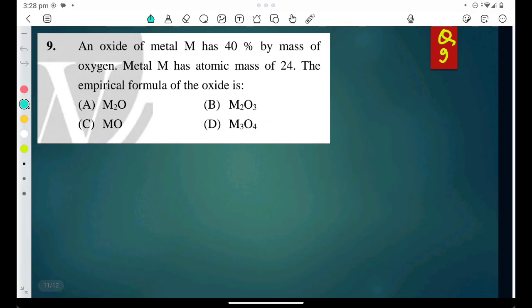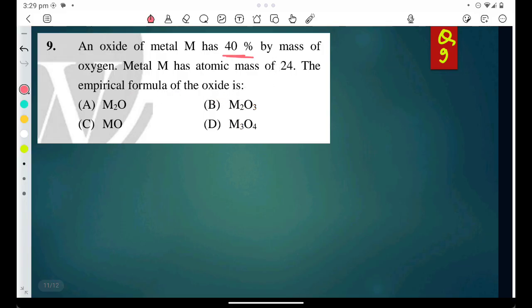Moving to the next question: an oxide of metal has 40% by mass of oxygen. Metal has an atomic mass of 24. The empirical formula of the oxide is. Nice question. The question asks for the empirical formula of the oxide, and the mass percentage of oxygen is given as 40%. So I can get the mass by dividing what? The metal has an atomic mass of 24.